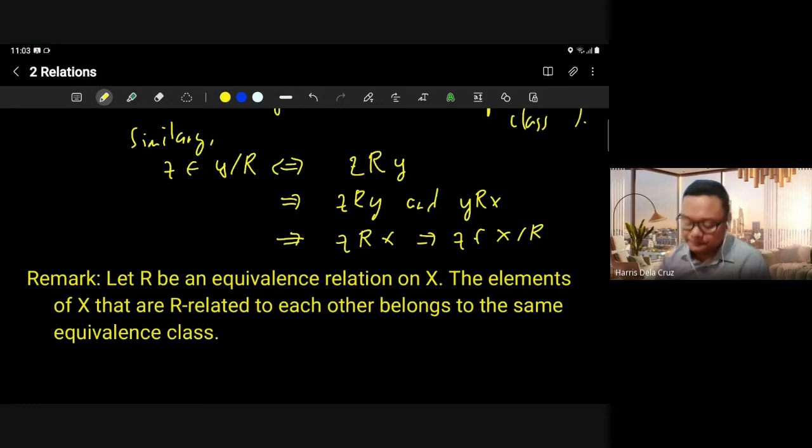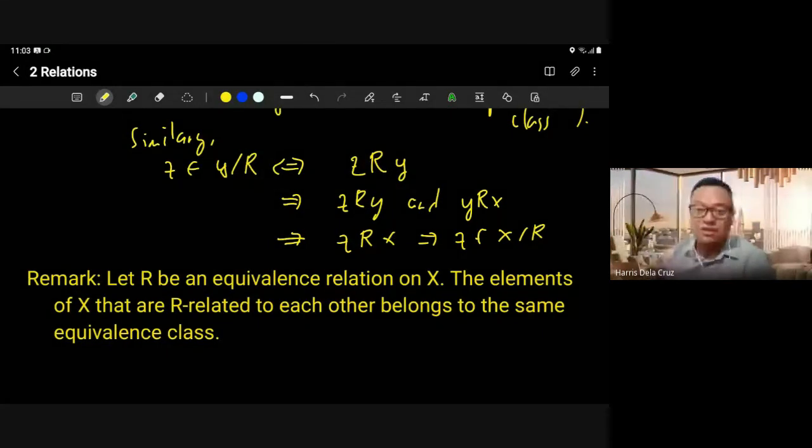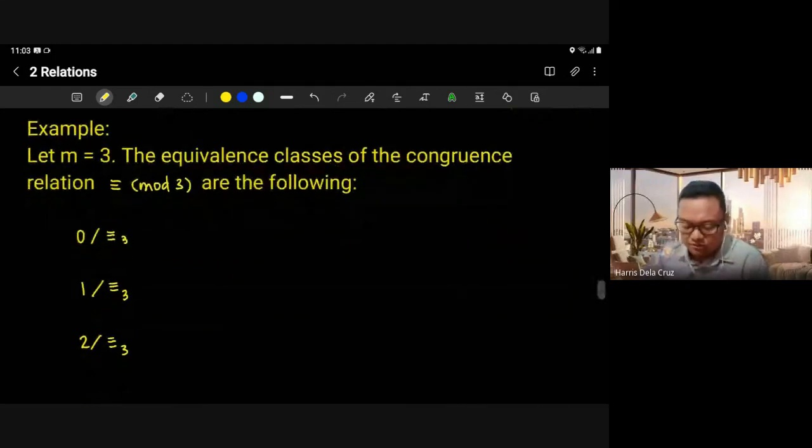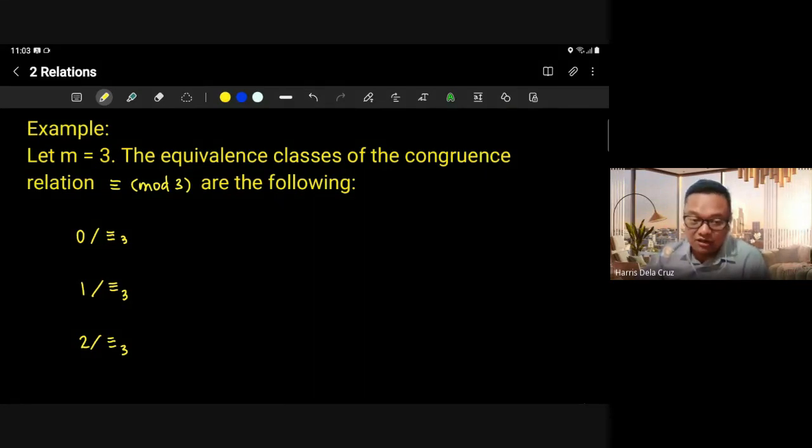Tama? So, if we consider only those that are mutually disjoint, we were able to determine the unique equivalence classes. Unique equivalence classes in X. So pag pinagsama-sama mo na yung mga unique equivalence classes na yun, yun na yung capital X over R. Let's have a more vivid example. So let M, yung kamukha nung kanina example, let M equals 3. The equivalence classes of the congruence relation modulo 3 are the following.